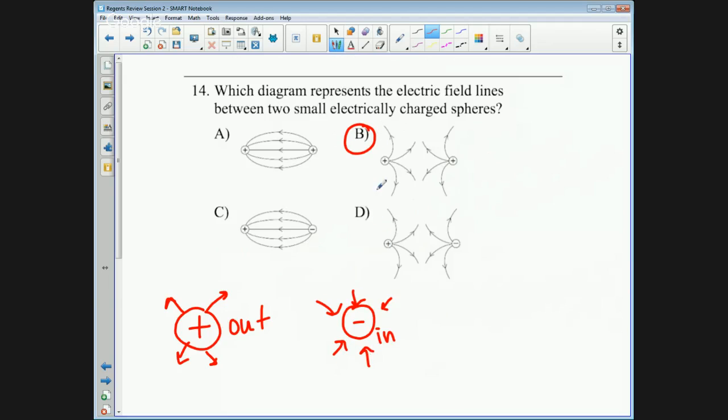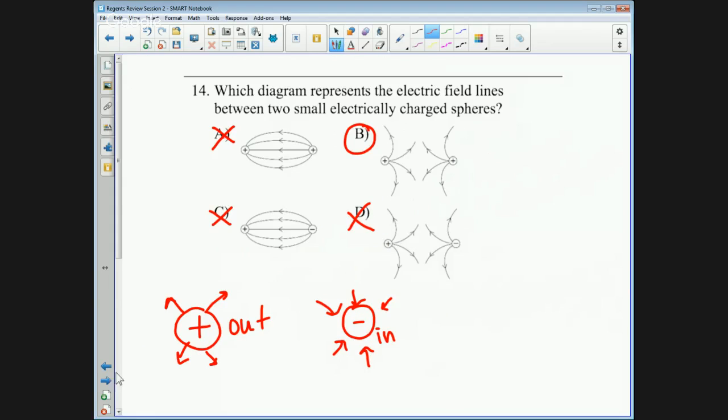All right, it has positive charges coming out from both positive charges. Here, for choice A, you have a positive going into a positive. Wrong. For choice C, you have a negative going into a positive. That's wrong. And then for part D, you have positives and negatives both having the electric field lines coming out.